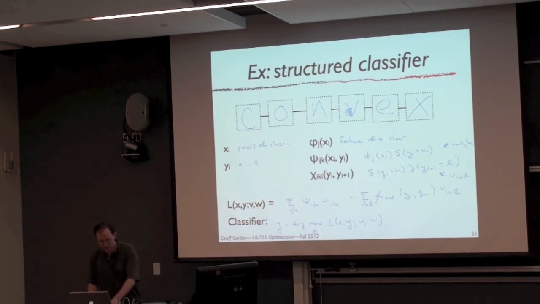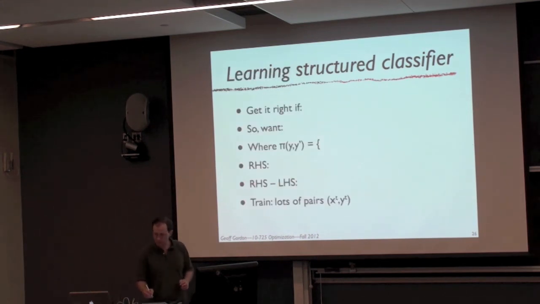And now if I want to learn this classifier, I'm going to get everything right in the following circumstance: if L of X, Y, V, W is bigger than, well, no, I want it strictly bigger than L of X, Y prime, V, W, for all Y prime not equal to Y. Then I'll get the classification right.